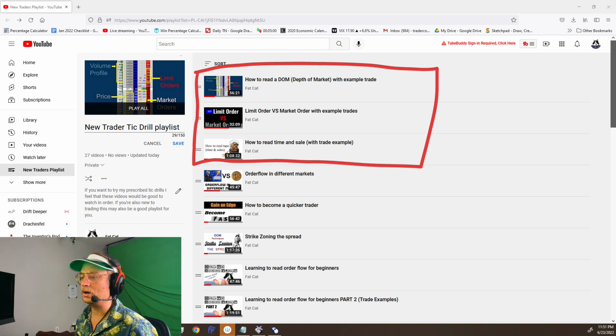How does a DOM work? How do you read it? What's going on in it? Understanding the difference between limit orders and market orders, because there is a difference and you really need to know it. One order type isn't necessarily better than the other. They both have their pros and cons. And then how to read time and sales. Time and sales is different than the depth of market. That's an additional tool I do use in my trading.